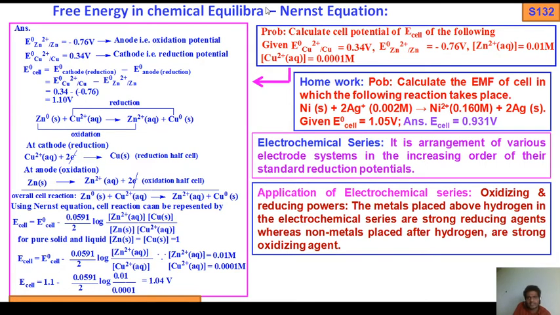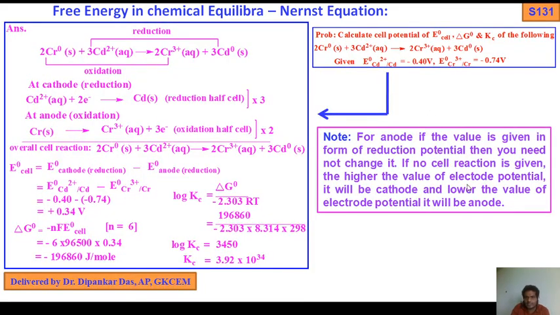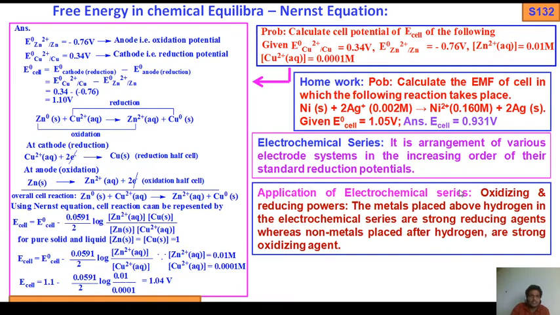As the cell reaction is not given, don't be tense, don't be confused. You always first check whether the standard reduction potential is given in reduction format. All the reactions are given as reductions, Zn2+ plus 2 electrons to Zn. Then check which value is higher. Here 0.34 is higher, which means cathode. Higher value means cathode, lower value means anode.